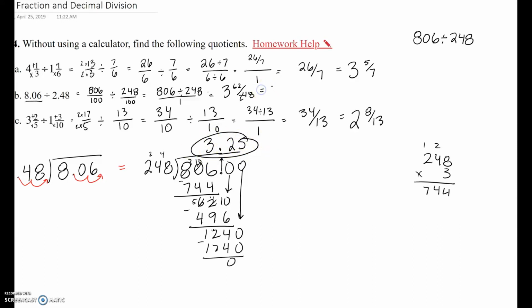So our answer is 3.25, which is what this is going to be. This is going to shrink all the way down to 3 1/4, or 3 25 hundredths. All right. Thanks for watching.